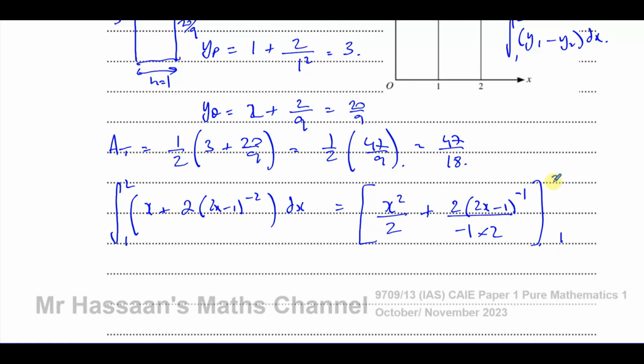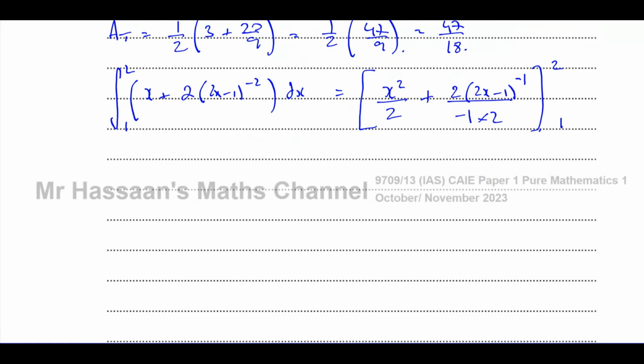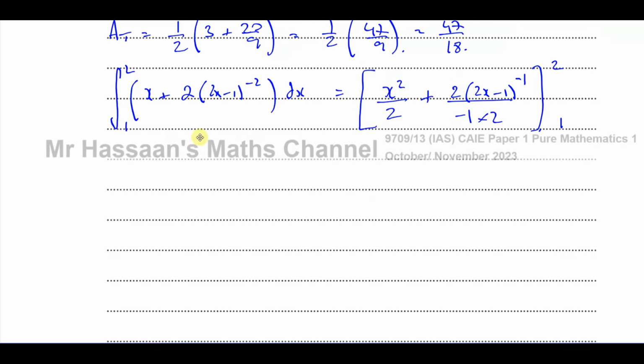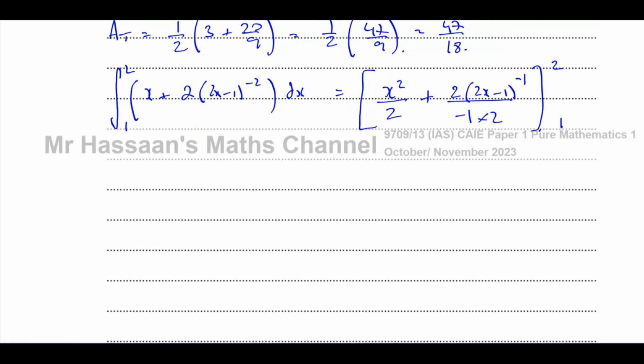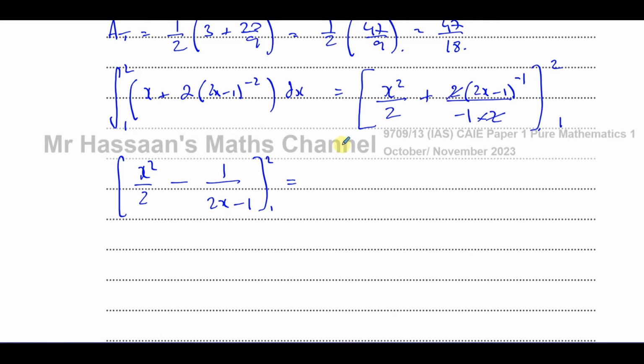Okay, and that's between 1 and 2, the limits. So now I can calculate what that is. Let me just simplify this first here. So I have x squared over 2. This is going to be negative. The 2 will cancel with the 2. I'll have 1 over 2x minus 1 to the power of 1. All right, so now I've got it in a nice simpler form for me to now substitute the values of x in. Now we have to substitute the values inside this.